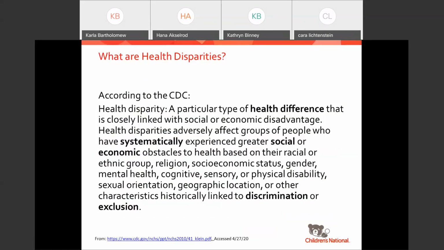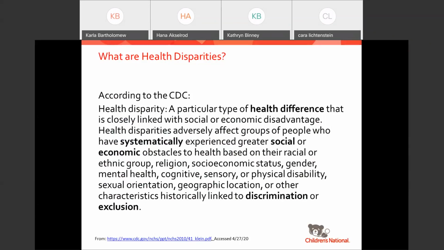So how does that translate into a definition of health disparities? According to the CDC, a health disparity is a particular type of health difference that is closely linked with social or economic disadvantage. Health disparities adversely affect groups of people who have systematically experienced greater social or economic obstacles to health based on their racial or ethnic group, religion, socioeconomic status, gender, mental health, cognitive, sensory, or physical ability, sexual orientation, geographic isolation, or other characteristics historically linked to discrimination or exclusion.